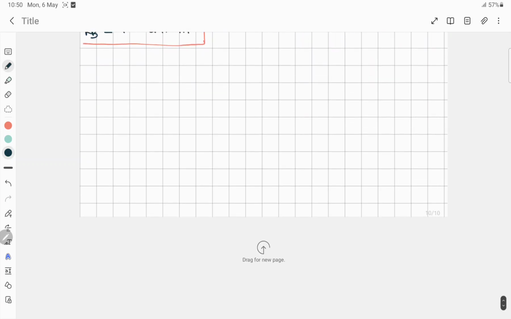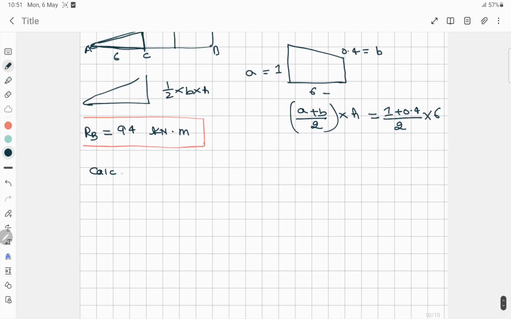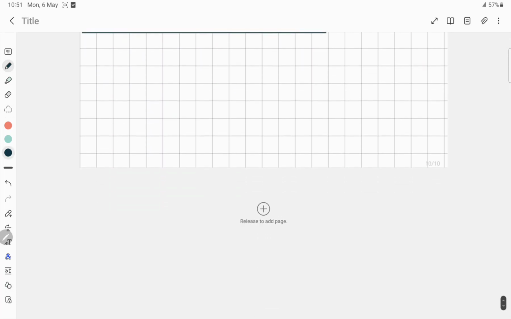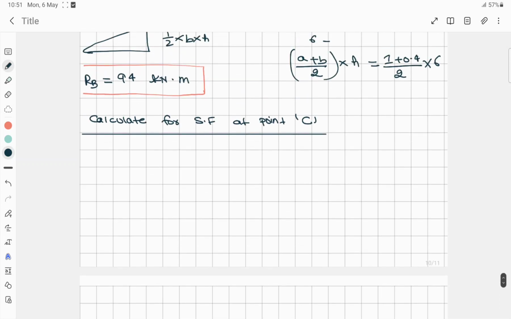Now next is to calculate the shear force at point C. Okay, sorry, now we have to calculate the shear force at point C. So let's draw the diagram here, and for the shear force, how the diagram will be, and I have explained this diagram in my previous lecture also, so you can go and check it out. So it was like this.